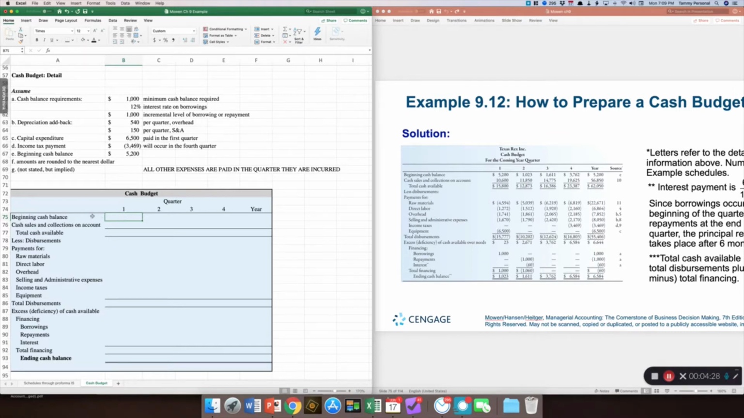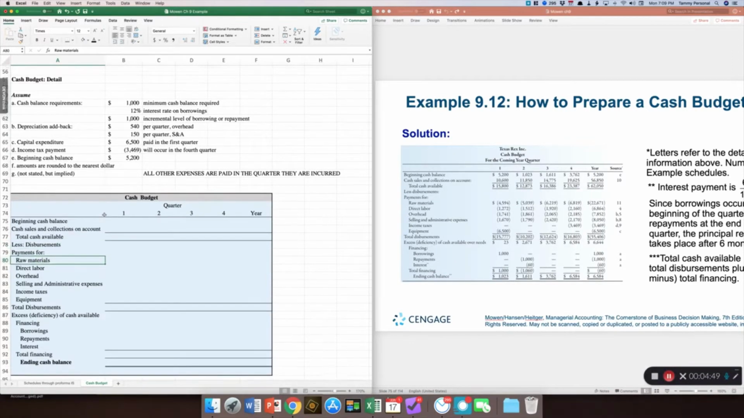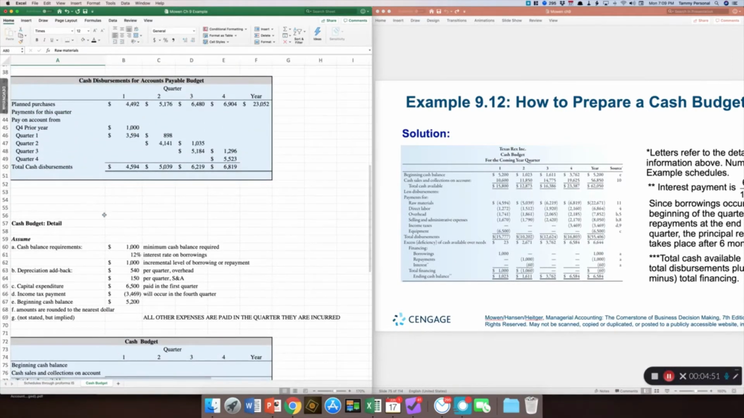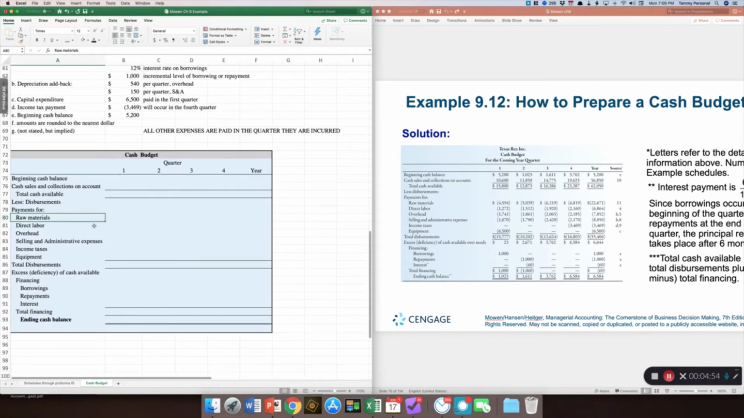This is the format of a cash budget. We take our beginning cash balance, add in the cash that's coming in. So we start with something, we add to it, and we subtract. We've got disbursements for our raw materials. That's what we calculated up here, our accounts payable. And then everything else, we're going to assume that it was all paid in the quarter in which it was incurred, except for income taxes.